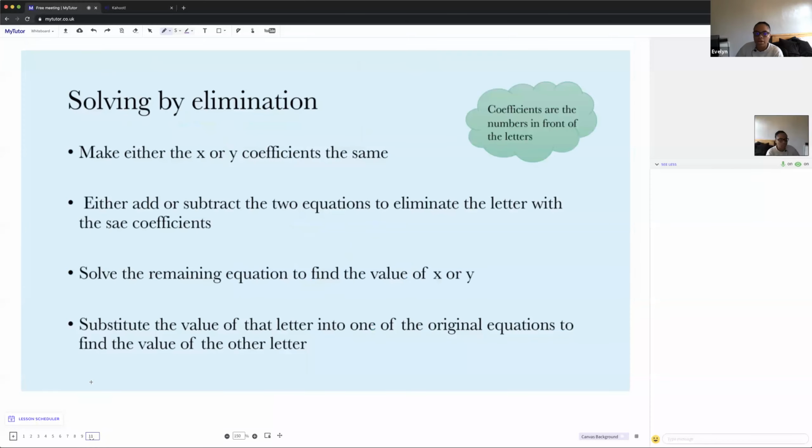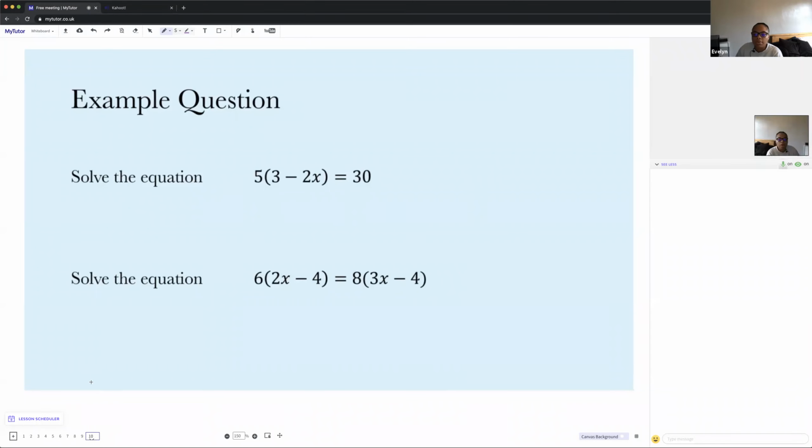Right. So what I would like you guys to do now is have a go at solving the first equation. What do you think the first one will solve to? What do you think x will be equal to? So remember, expand the brackets first and then go ahead and solve afterwards.